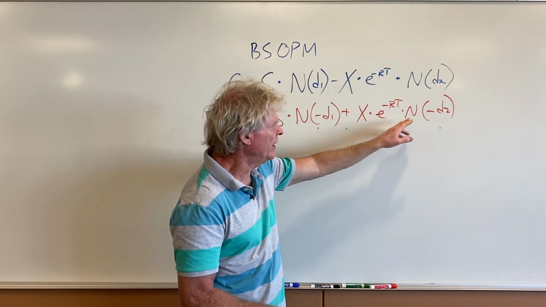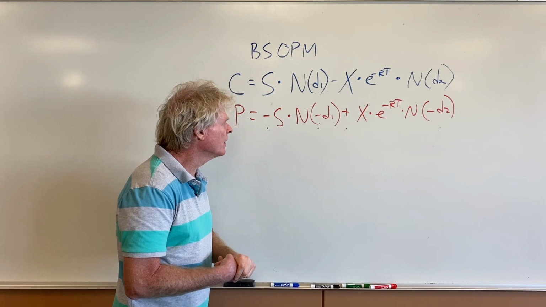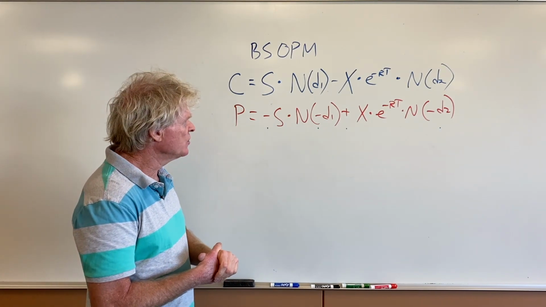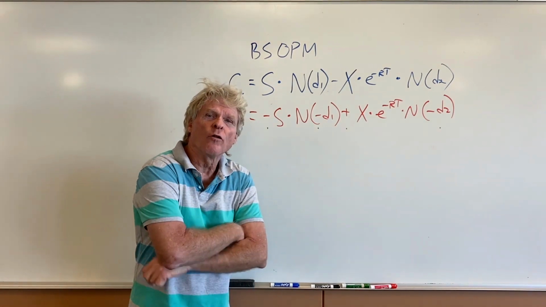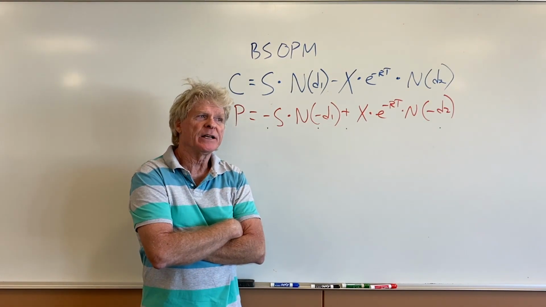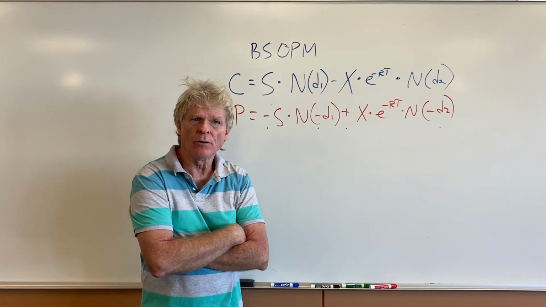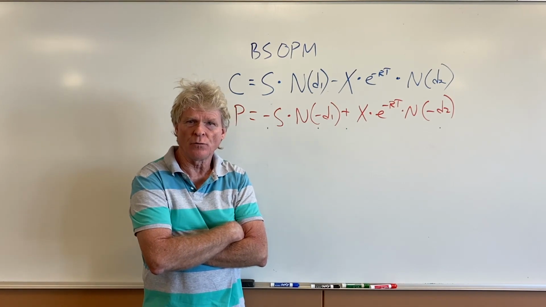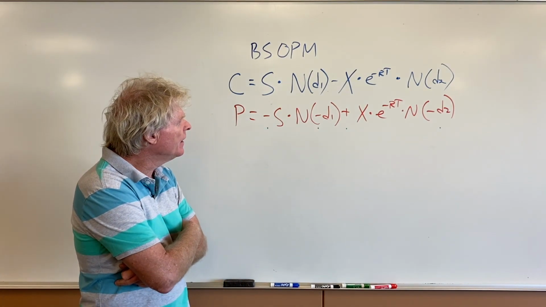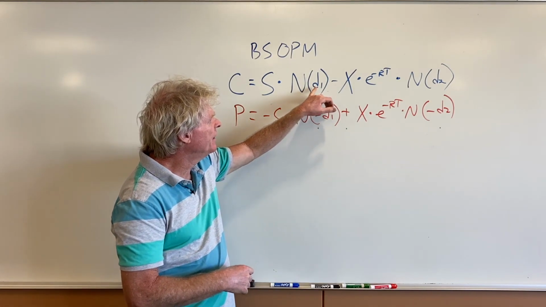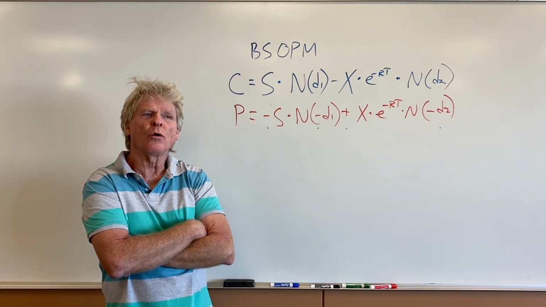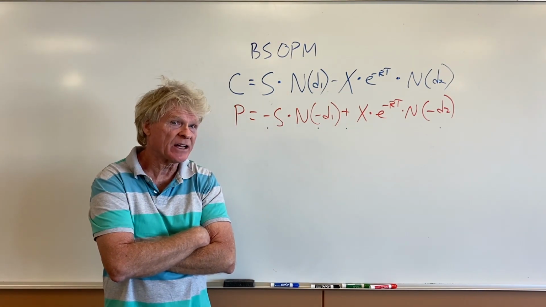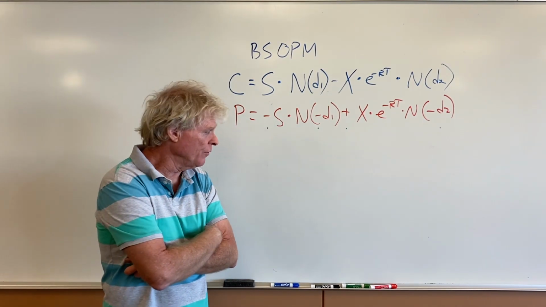Now, N(d1), N(d2), N(minus d2), and N(minus d1) are probabilities. And specifically, they're probabilities from a standard normal distribution that has a mean of 0, of course, and a standard deviation of 1. And d1 and d2 are values on the horizontal axis of the normal distribution.